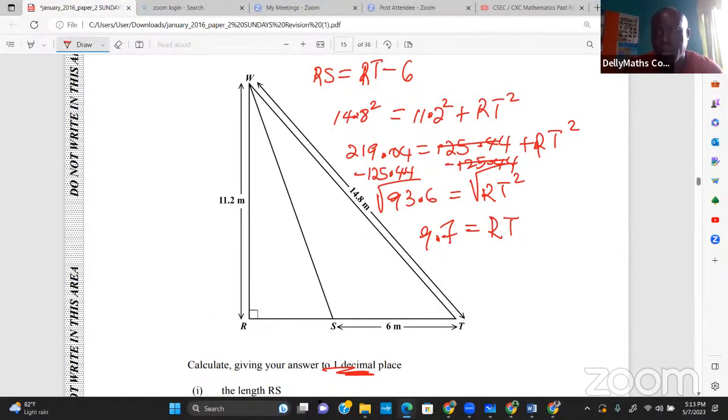Now we had already said that RS is going to equal RT minus 6. This is 3.7. Right here is 3.7 meters. So that is how, when you get the questions, you have to just look, see what you're doing and apply yourself. All right. So the concepts, you have learned them, apply yourself.